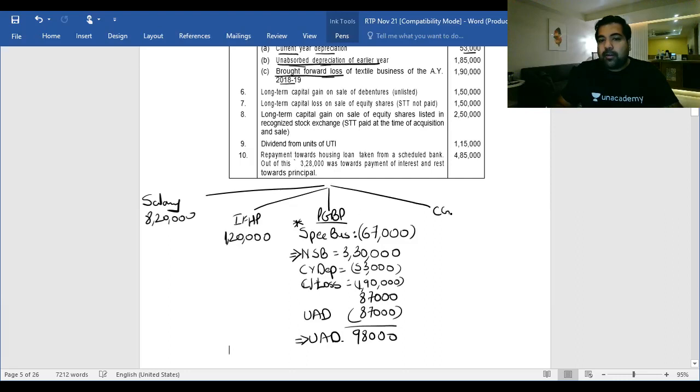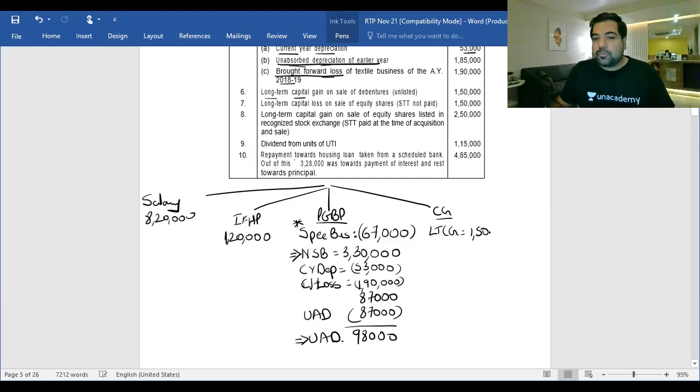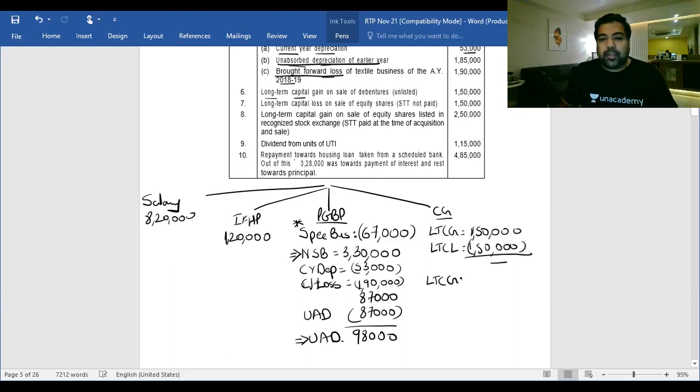Next is capital gain head. In that we have a long-term capital gain. Because we don't have to calculate tax, I'm not even seeing from where you're earning the gain. This is 1,50,000. Then you also have long-term capital loss of 1,50,000. This can be set off against each other. Yes, so that's 0. And then you have another long-term capital gain. Doesn't matter from where because we don't have to calculate the tax anyway. That is 2,50,000.